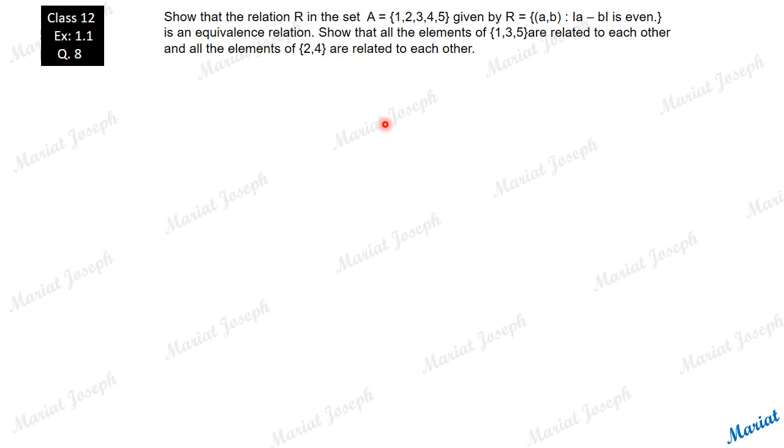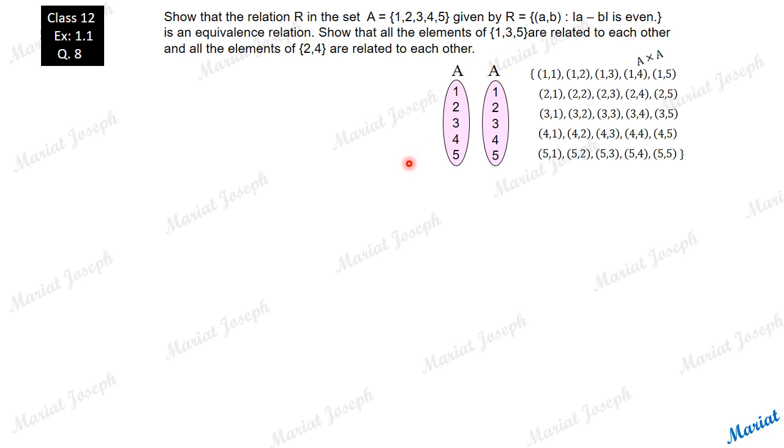This time, we are given a limited set, set A with 5 elements. And a relation is defined in the set A, which means relation is defined from set A to set A. Domain is set A, codomain is also set A. Any relation from set A to set A is supposed to be a subset of A cross A. A cross A is all possible ordered pairs made out of the elements of set A. Now, a relation is supposed to be a subset of A cross A.